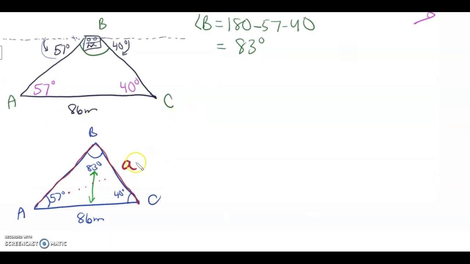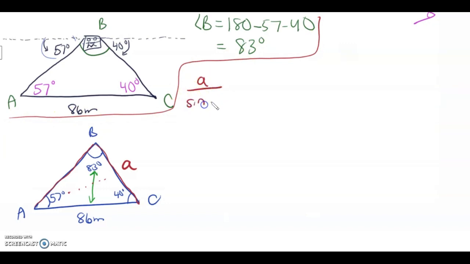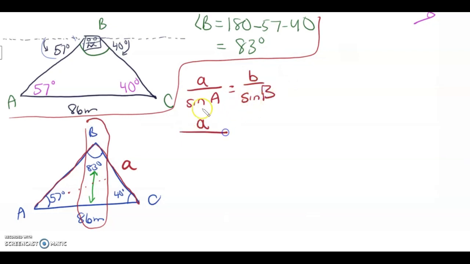Because we're solving for the side, we're going to use, and I'm just going to box this off, A over sine A equals, and then our full matchup here is going to be B over sine B. We don't know what A is, but angle A is 57 degrees, so sine 57. And then B is 86, and then sine B is going to be sine of 83.